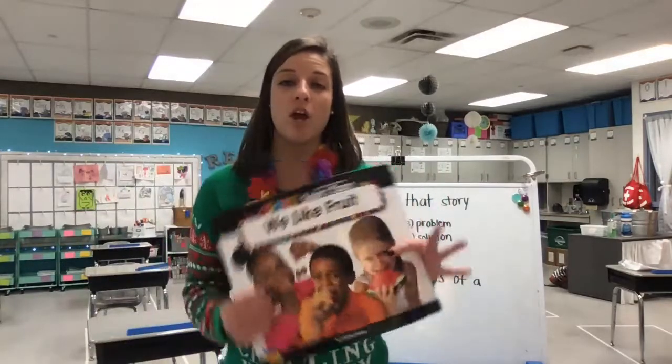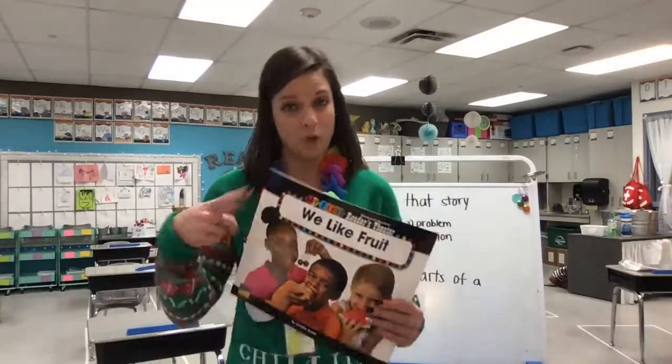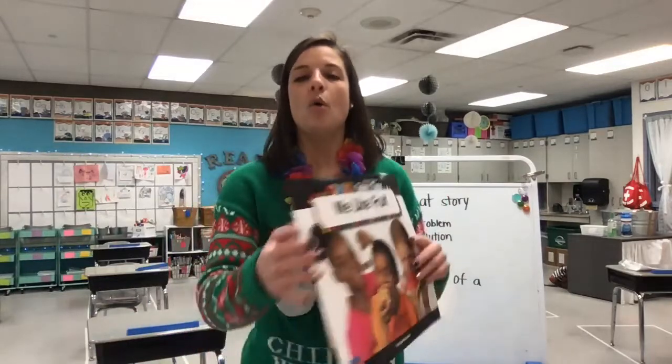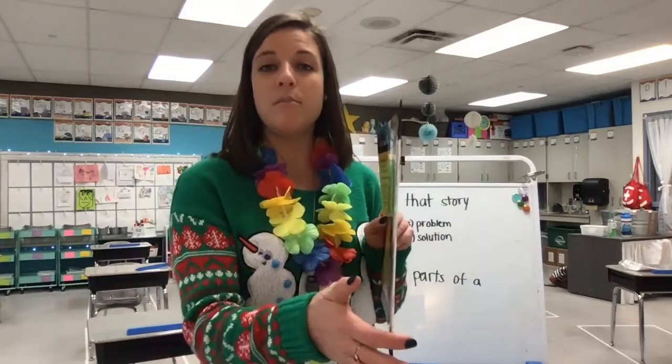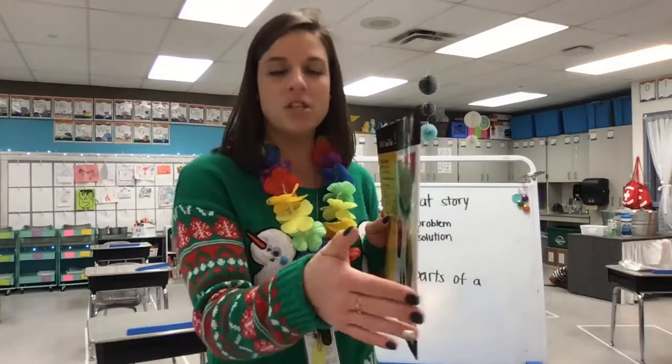So before we do our picture walk today, let's take a look at the different parts of the book. Let's play our identification game. Are you ready? Let's get started. What do we call this part of the book? The spine of the book. What does the spine of the book do? Holds the pages together. Good.